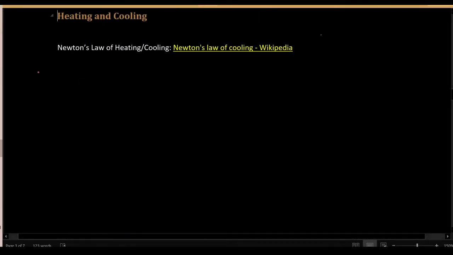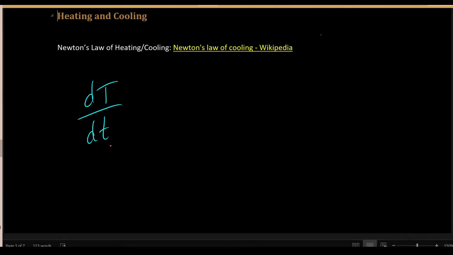Newton's law of heating and cooling is another situation where differential equations are involved. Newton's law of heating and cooling has to do with the rate at which the temperature of an object changes. So it has to do with the rate of change of, maybe I'll call it capital T for temperature, with respect to lowercase t for time.